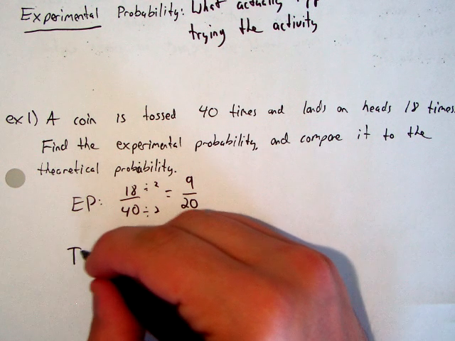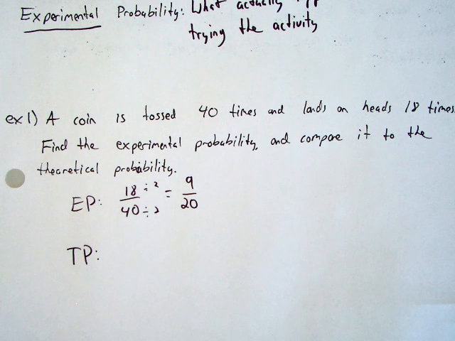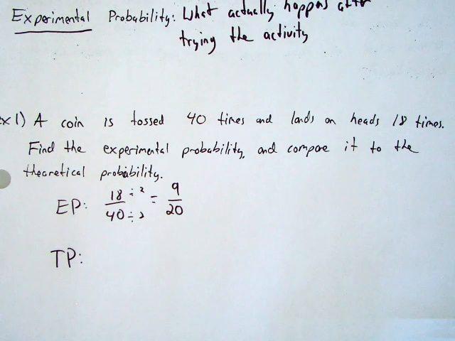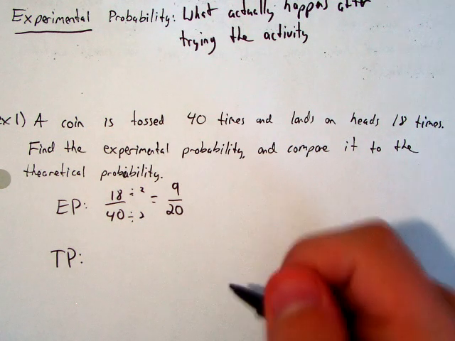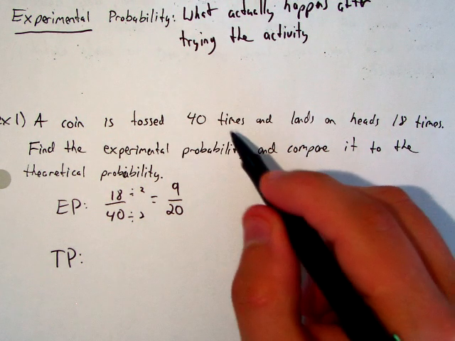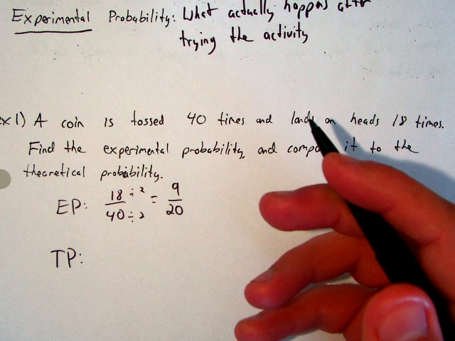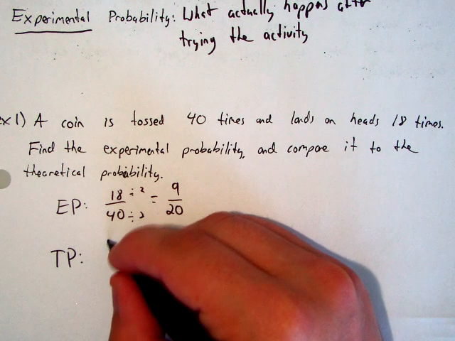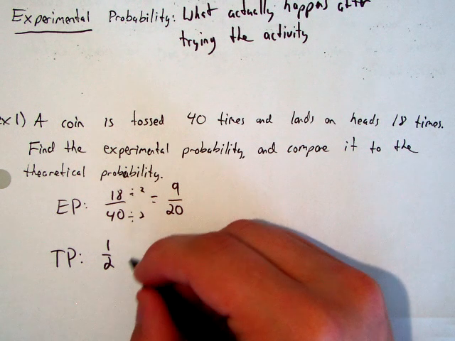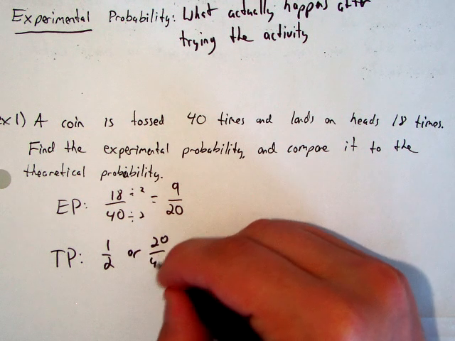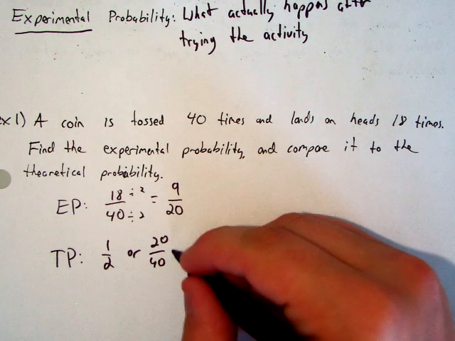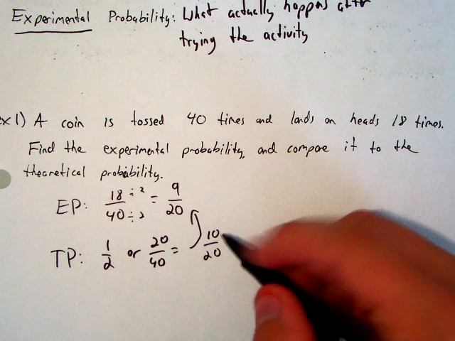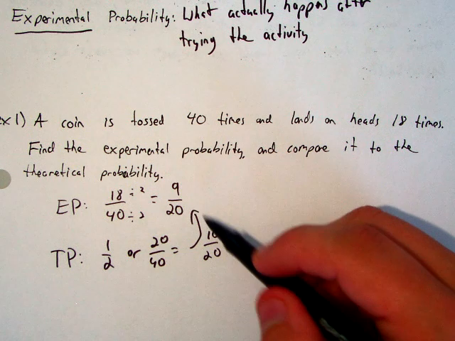Now the theoretical probability is what should happen. So if a coin is tossed 40 times, the probability of landing on heads is 1 out of 2. So if it's tossed 40 times, it should come up 20 times. Or if we were to simplify that down, it would be 10 out of 20. So it should happen half the time, or 20 out of 40 times. If we simplify that down to get to the same one here, it would be 10 out of 20. So they are slightly different.